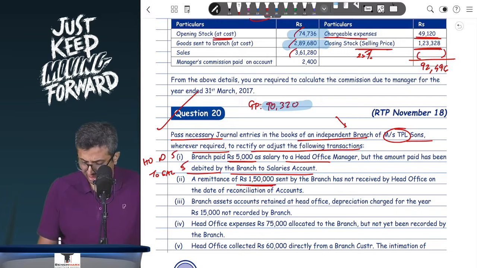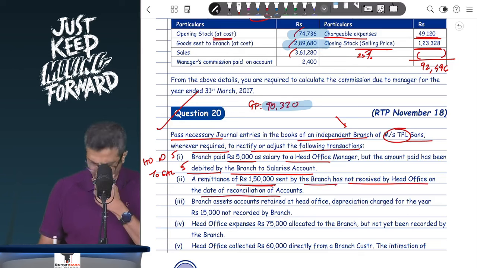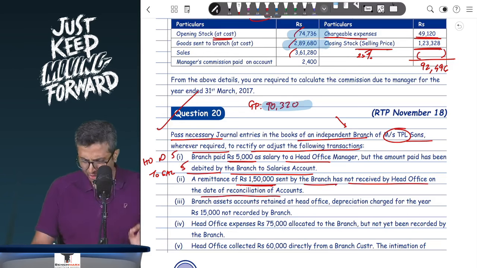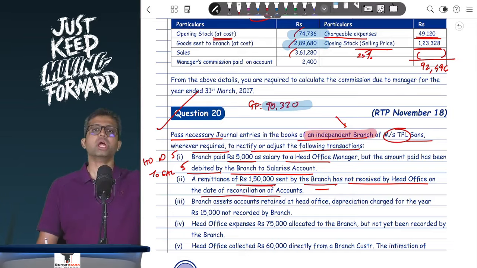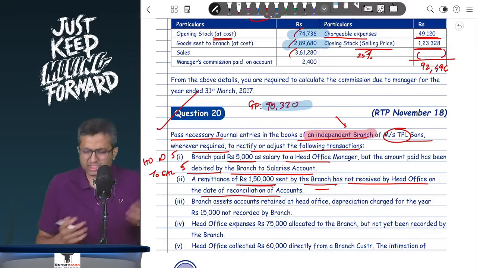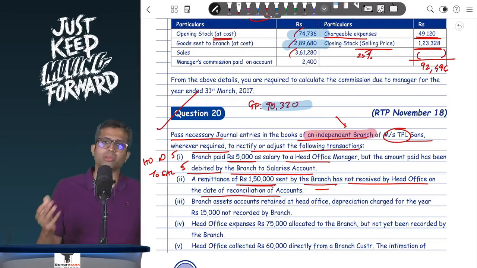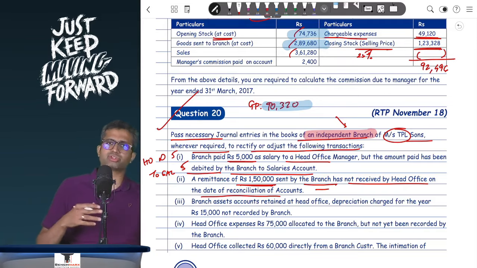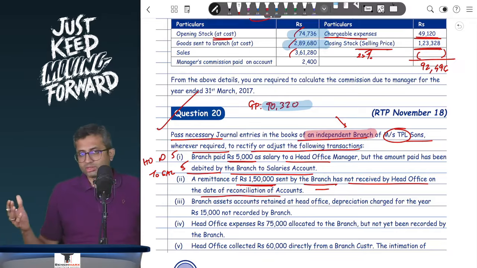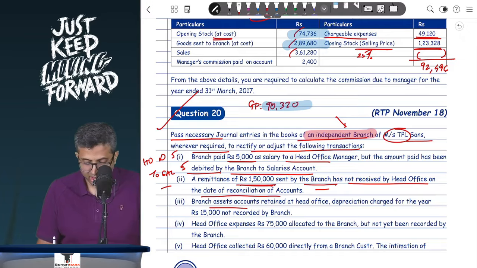Remittance of 1,50,000 sent by branch has not been received by HO on date of reconciliation. So for this, the branch need not pass any entry. Entry, if any, will be done by the HO, but branch is not required to pass any entry because branch must have already recorded HO account debit to bank. HO has not received, so they will pass cash in transit account debit to branch, but branch need not pass anything, nothing.